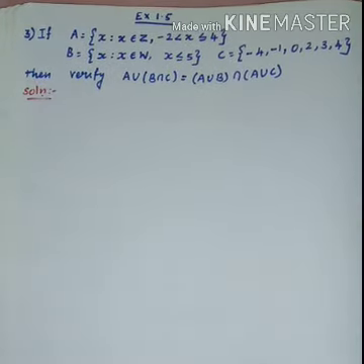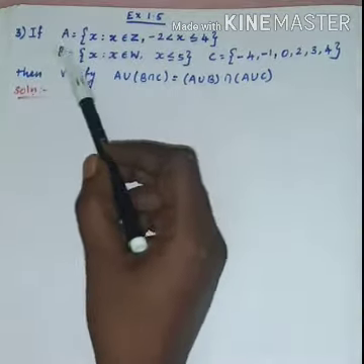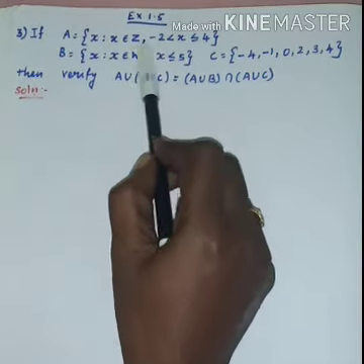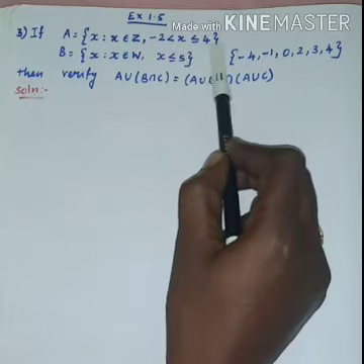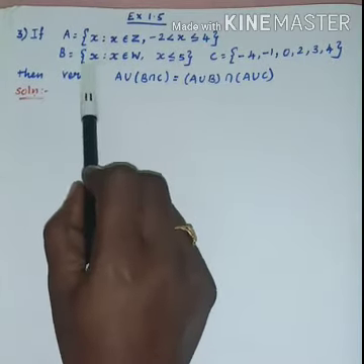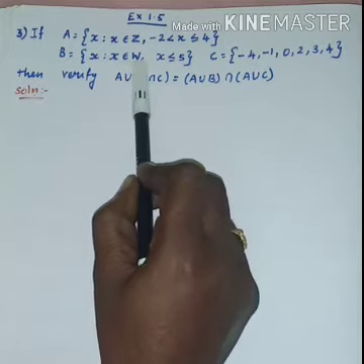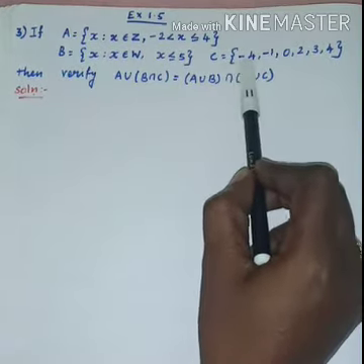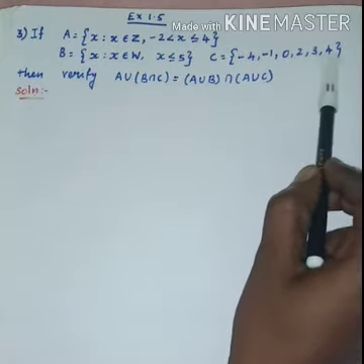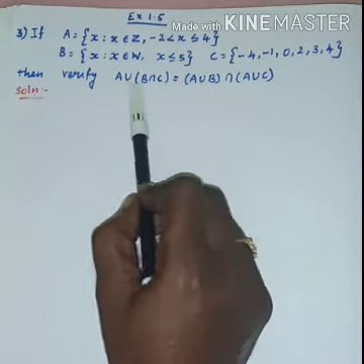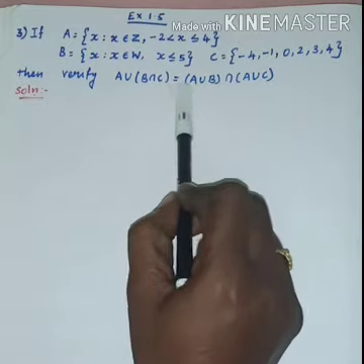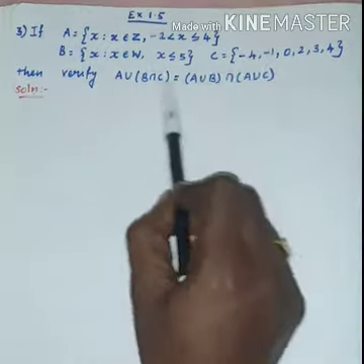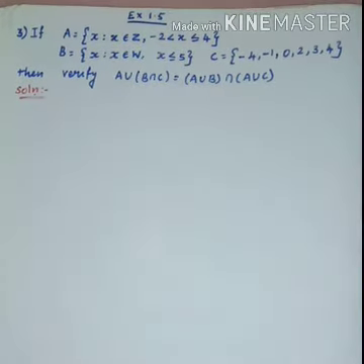Exercise 1.5, third sum. If A is equal to the set of x such that x belongs to Z, minus 2 less than x less than or equal to 4, B is equal to the set of x such that x belongs to W and x is less than or equal to 5, and C is equal to the set {-4, -1, 0, 2, 3, 4}, then verify A union (B intersection C) is equal to (A union B) intersection (A union C). We have to verify this distributive law.